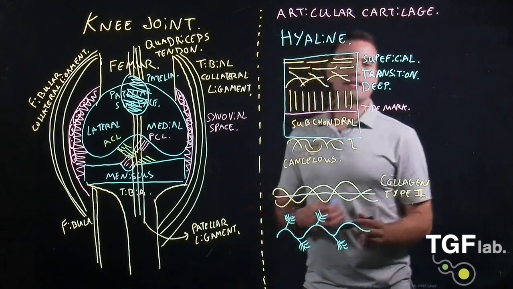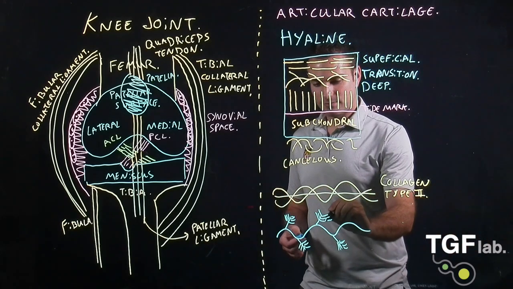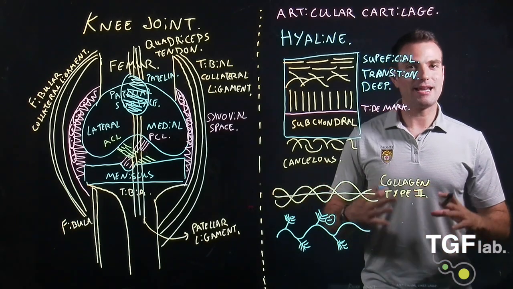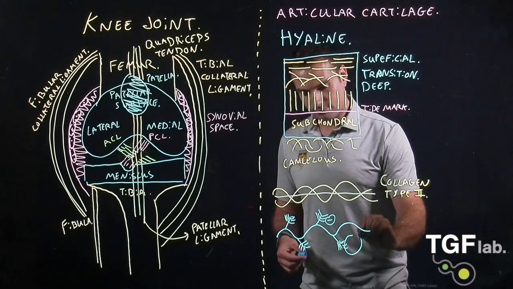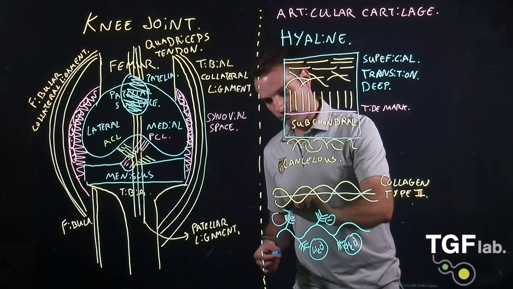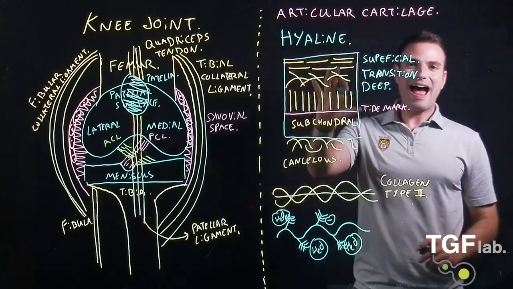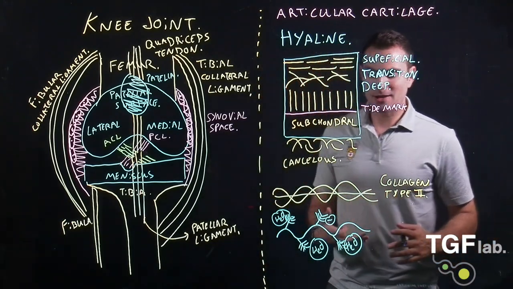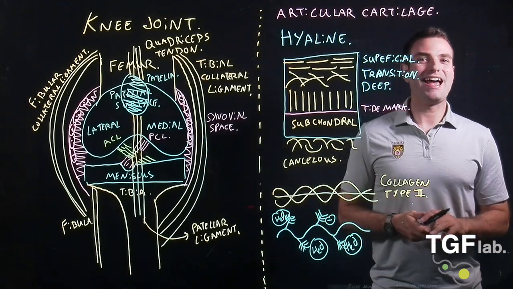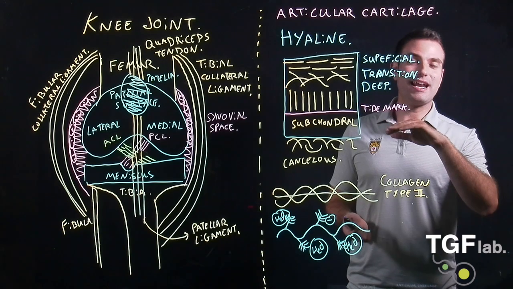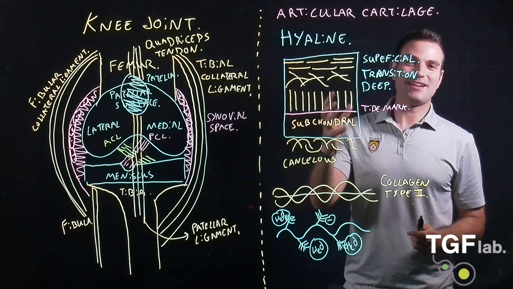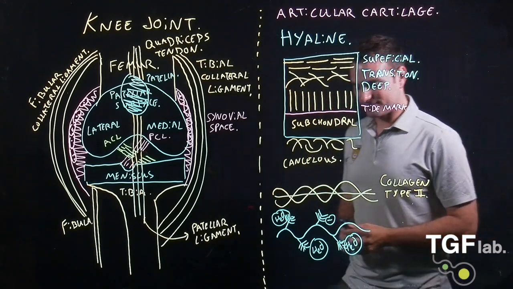So these are important because they are negatively charged and very polar. And due to this negativity, they are going to bind a lot of water molecules. So that high presence of GAG in the transition and deep zone is going to bind a lot of water and create this hydrostatic pressure that is going to protect cartilage against compressive stresses. So that's going to give us its compressive properties.